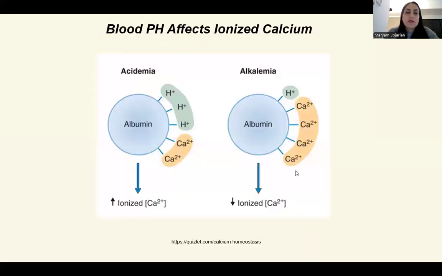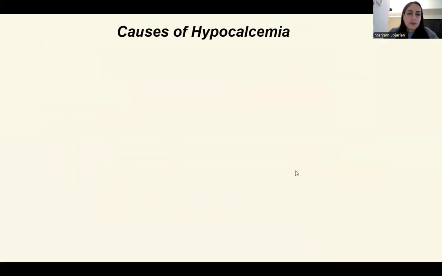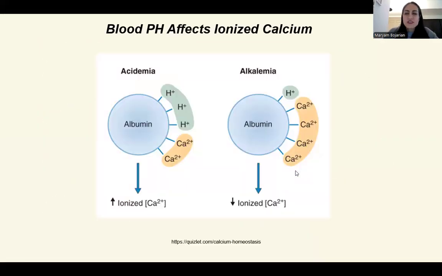And also regarding the effect of blood pH on ionized calcium and total calcium. Basically, hydrogen ion competes with calcium for protein binding sites. Okay, and what does it mean? If someone has low pH or acidosis, it means there are fewer binding sites, which can increase ionized calcium. And if someone has alkalosis or high pH, we have more binding sites, which means lower ionized calcium and a lower active form of calcium.